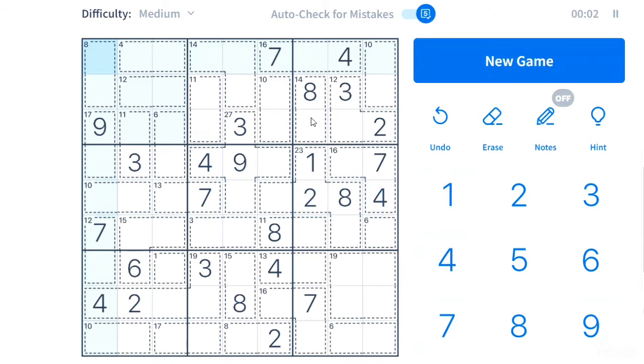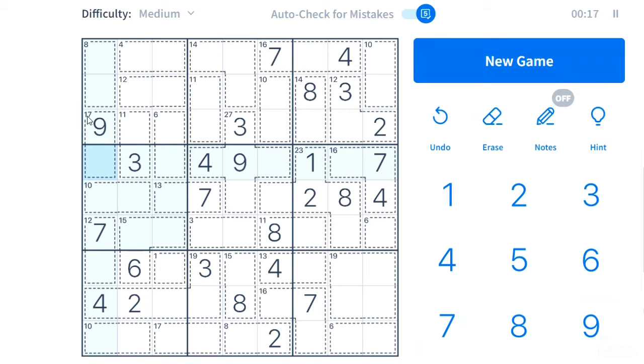Let's see. Okay, so I already explained in a previous video how to solve a killer Sudoku or a normal Sudoku. And let's try one out together. It's going to be lots of fun.